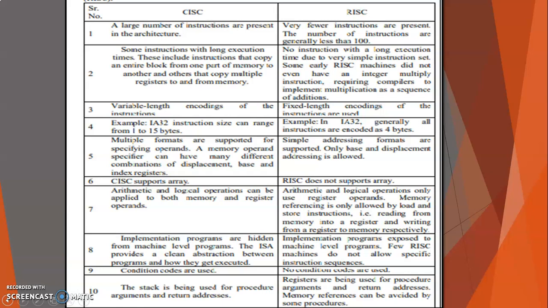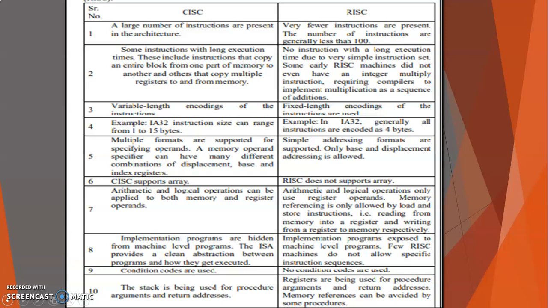CISC implementation: programs are hidden from the machine level program. The ISA provides a clean abstraction between programs and how they get executed. RISC implementation: the implementation is exposed to the machine level program. Few RISC machines do not allow specific instruction sequences. In CISC, condition codes are used. In RISC, no condition codes are used. In CISC, the stack is used for procedure arguments and return addresses. In RISC, registers are used for procedure arguments and return addresses. Memory references can be avoided by some procedures. So that is the difference between CISC and RISC.